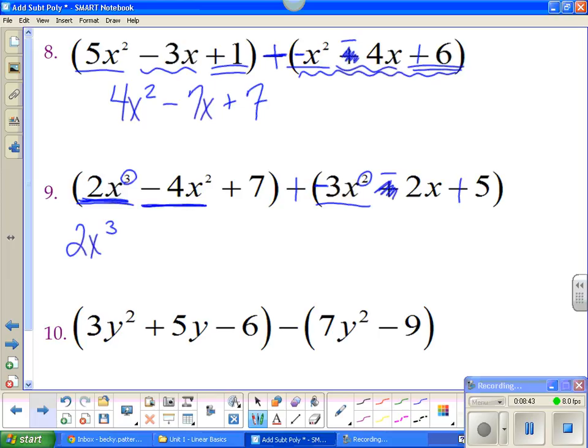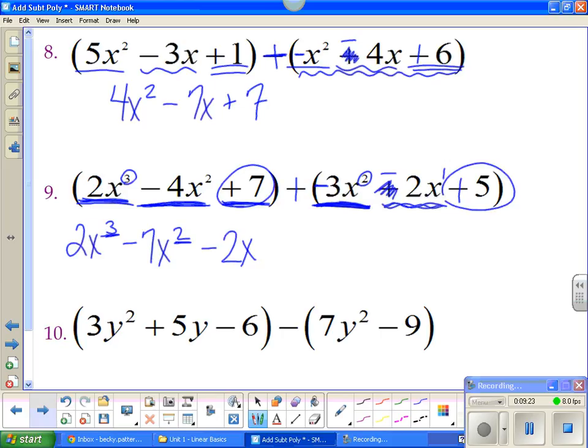Then I go to my x squared term. That's his like term. So I have a negative 4x squared and a negative 3x squared. So that gives me negative 7x squared. Now, I could move on to this positive 7 here, but if you'll notice in your answer, you have the third power and the second power. So think about what term should be next. It should be the x to the first power. So instead of doing this one, I'm going to come over here and do this term next because he is an x to the first. And he has no like term, so I'm just going to bring him down, minus 2x. Then I'm going to add my positive 7 and my positive 5 and get a positive 12.